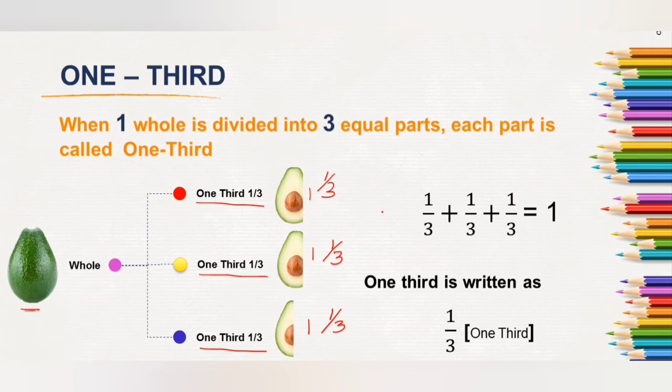When 1/3, 1/3, 1/3 are added, it becomes 1 whole. When you join a 1/3 part, 1/3 part and 1/3 part, it becomes 1 whole. 1 third is written as 1 by 3. Out of 3 equal parts, 1 part is considered, here 1 part, and here 1 part.